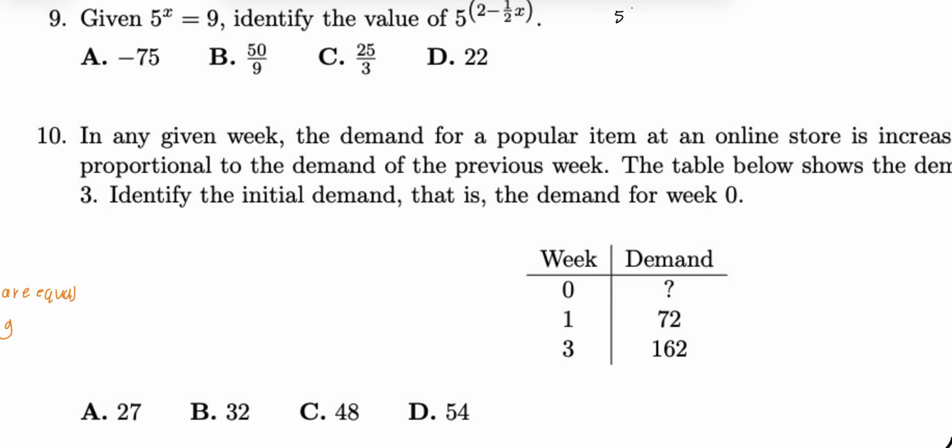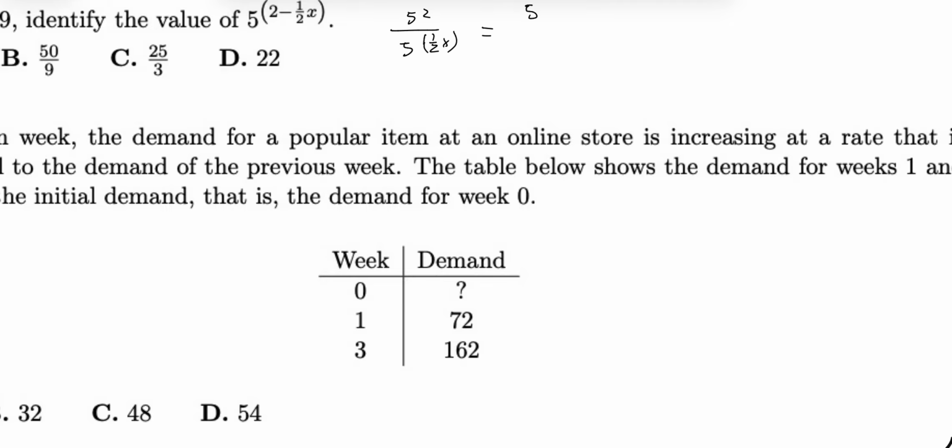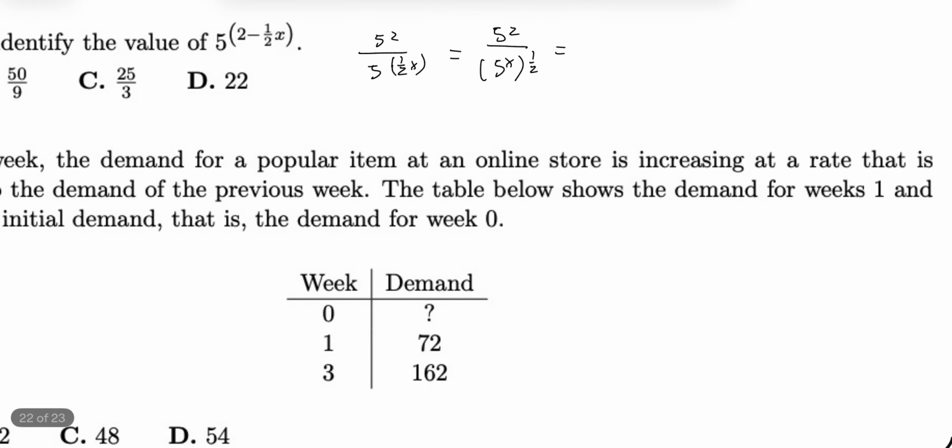We get 5 squared over 5 to the power of 1/2 x. And we're going to use the commutative property of multiplication. We have 5 squared over 5 to the power of x times 1/2. So we're going to substitute the given value of 5 to the power of x is equal to 9, giving us 5 squared over 9 times 1/2.